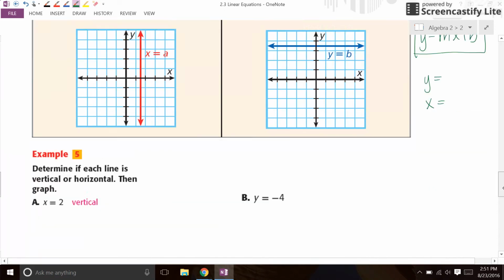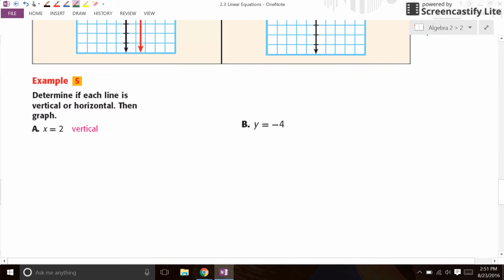So let's do this next example that says determine if it's vertical or horizontal and then graph. Maybe I'm going to do it backwards. I'm going to graph it and then decide if it's vertical or horizontal. So sometimes I can't remember, right? So there's my graph paper, and I come walking up and I want to graph it, and x is 2. Well, I know x is 2 right here, but I can't remember. Is it a horizontal line or a vertical line?